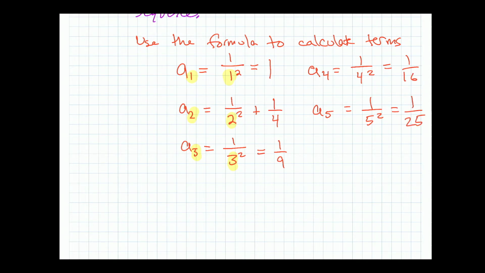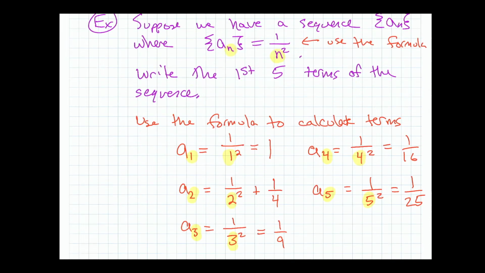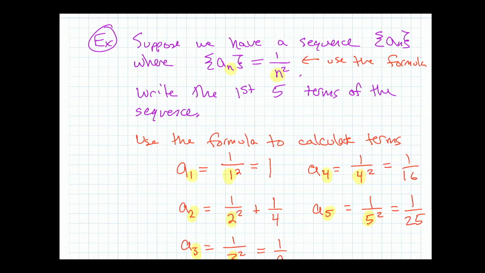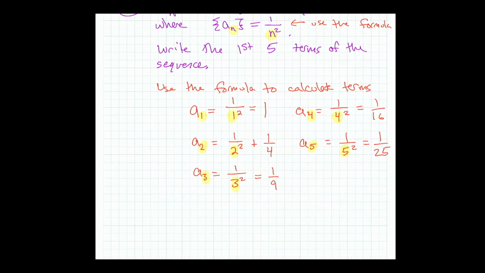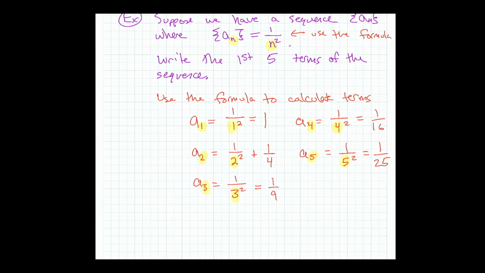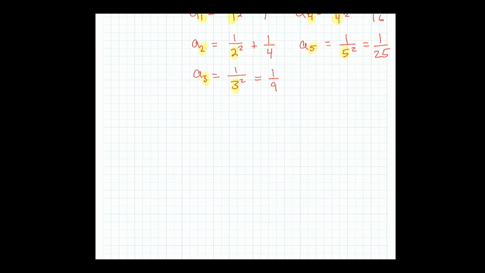And this is 1 over 25. So it's easy to calculate the terms of a sequence if they give you a formula, right? So that should not be a problem. Going back the other way is a little bit trickier, right? Guessing the formula from the numbers, right?